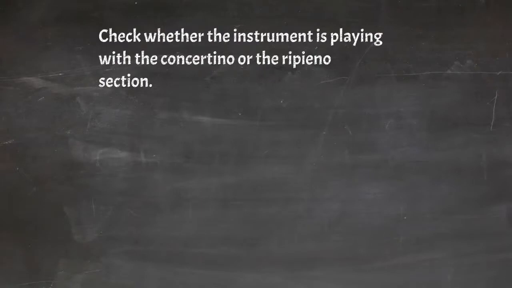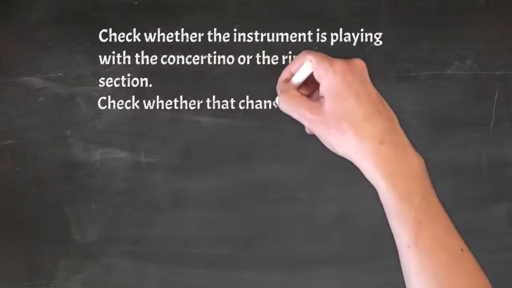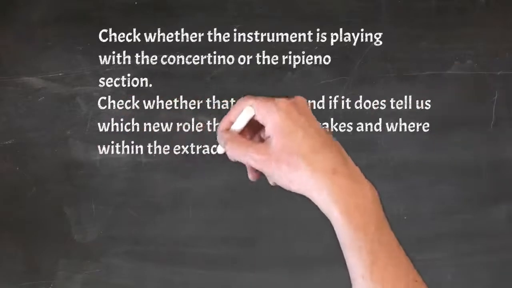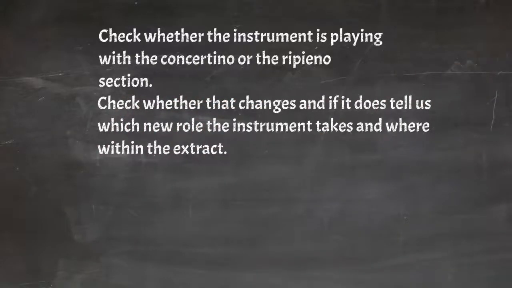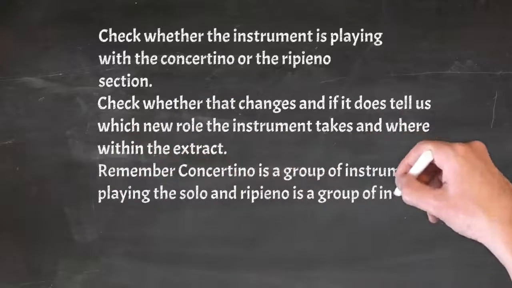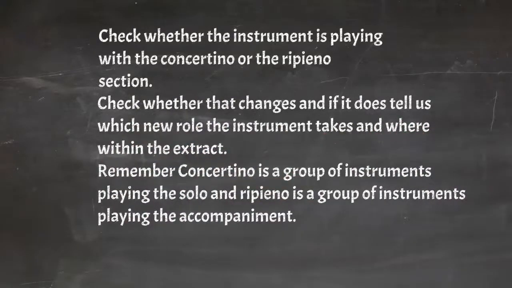Moving further, check whether that changes, and if it does, tell us which new role the instrument takes and where within the extract that change happens. Remember, concertino is a group of instruments playing the solo and ripieno is a group of instruments playing the accompaniment.